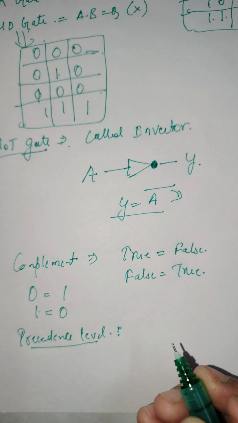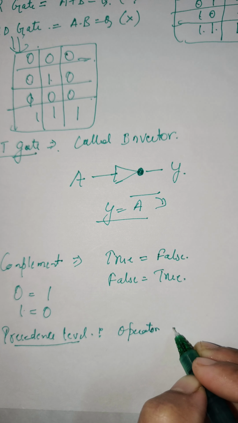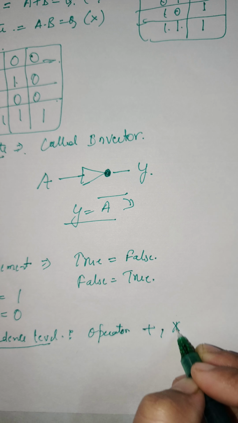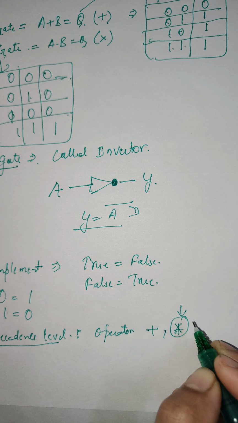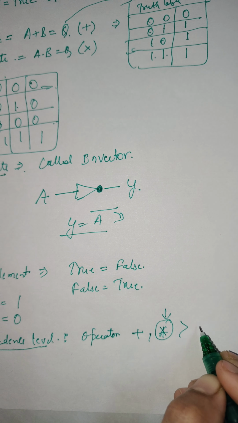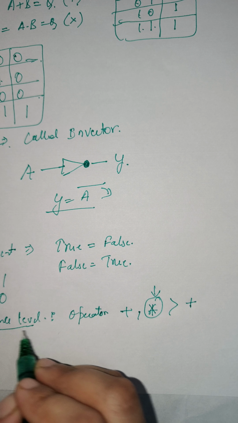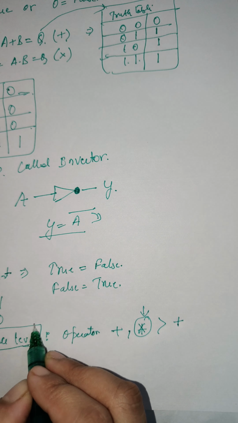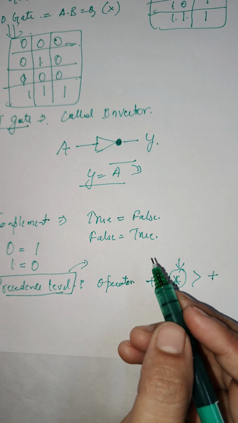Okay, the next is precedence level. Precedence level means which operator is bigger, or has priority. Like we have various operators like plus and multiply. The precedence of multiplication is higher than the addition operator. You can read about the precedence level in any book, so you can know about it.